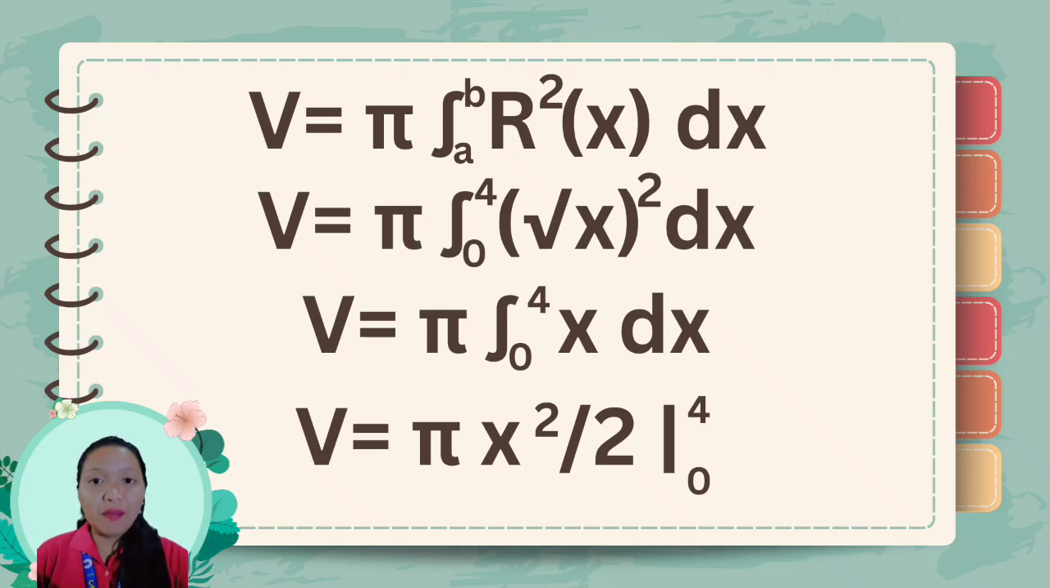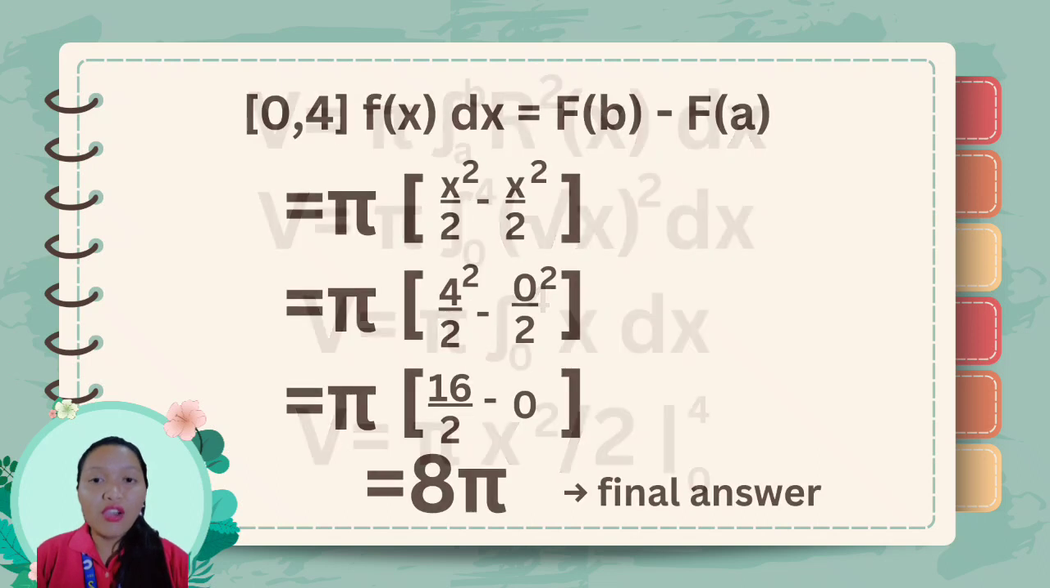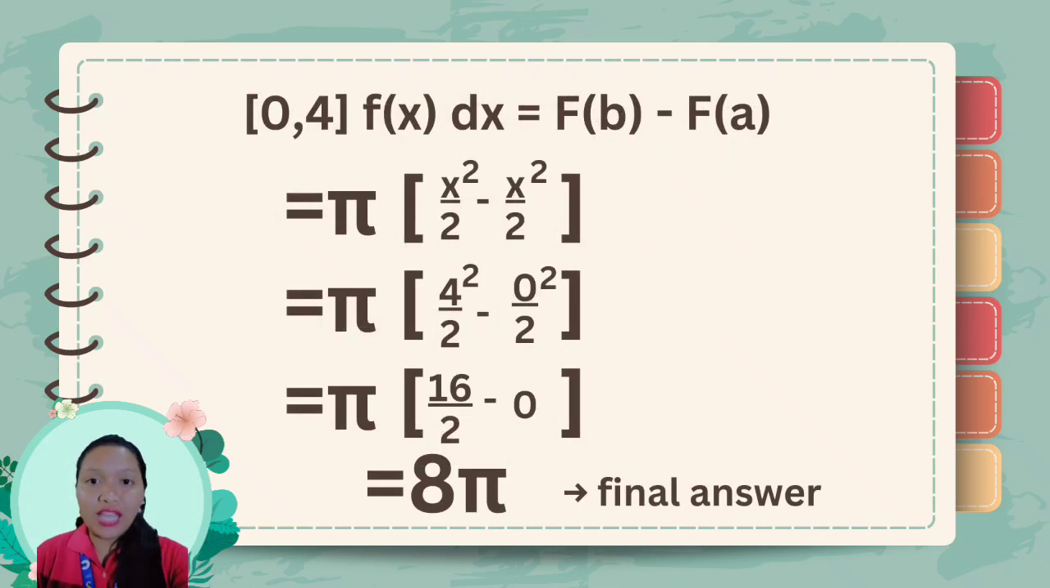So, from our given problem, we need to plug in 4. So, it's going to be 4 squared over 2, and then plug in 0, so, 0 squared over 2. Then simplify our answer. We've got 4 squared is 16 and 0 squared is just 0. Then 16 divided by 2 is 8. So the final answer is 8 pi.